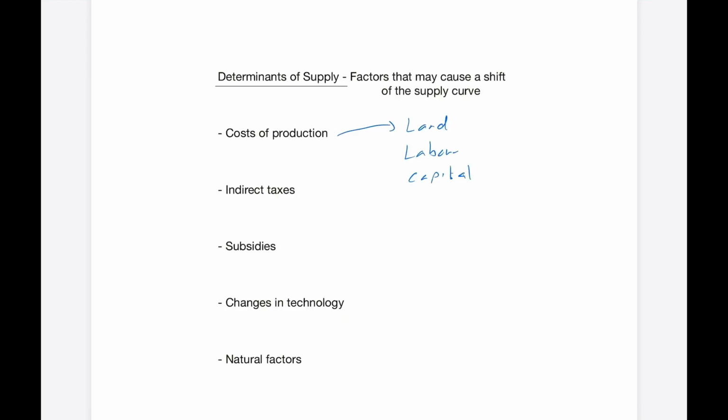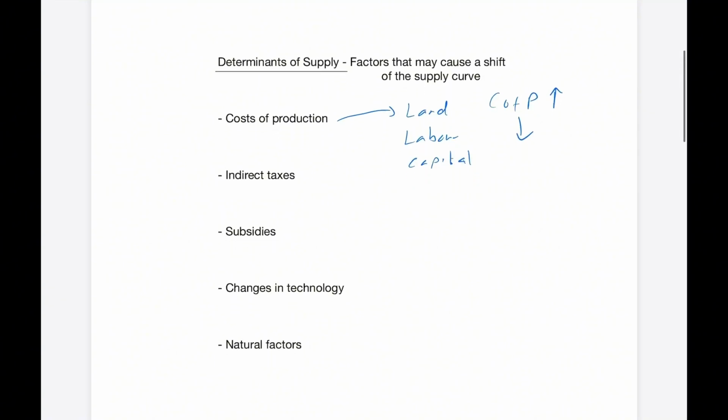So if the cost of any of the natural, human, and man-made resources increases, okay, so let's just say that the cost of production increases, this means that firms are going to be less willing and less able to supply the product because it costs them more to make, okay? So if the cost of production increases, firms will be less willing and able to supply products, and therefore the supply curve will shift to the left-hand side.